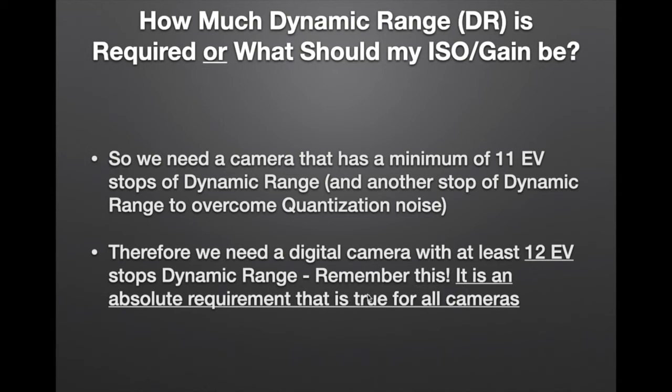So remember this, it's an absolute requirement that's true for all cameras. And the 11 EV stops is true for all targets, because you want to have that 11 EV stops of signal to noise for a good quality dark sky image.